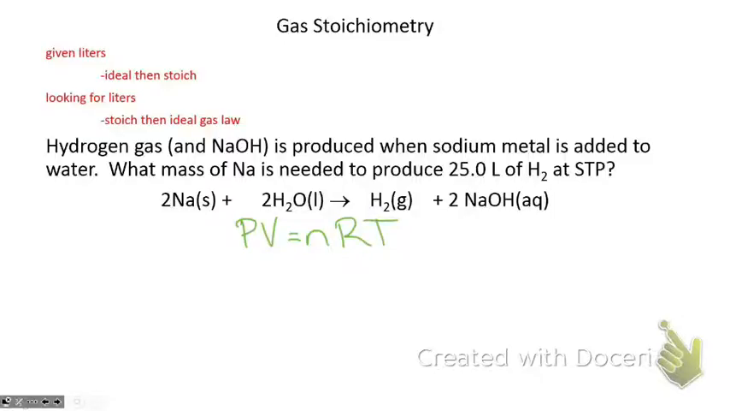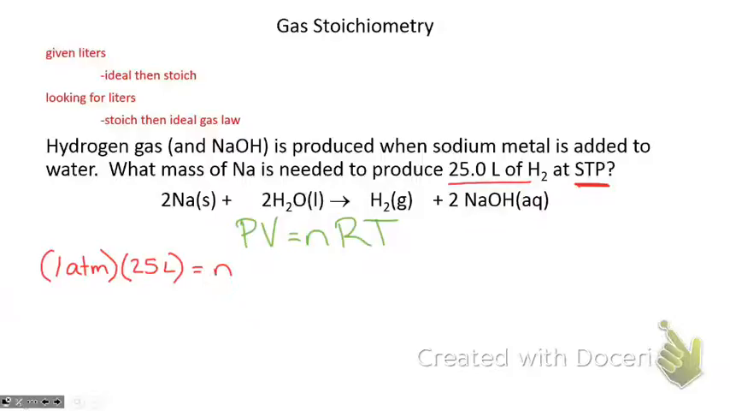And right from the problem, I can plug in quite a bit of information, except for moles. There's no moles given. I have liters here, and then this STP, even though it doesn't say it, I know immediately a value for temperature and a value for pressure. So I'm going to go ahead and plug those things in. My standard pressure, which you should know, is 1 atmosphere. The volume given in the problem is 25 liters.